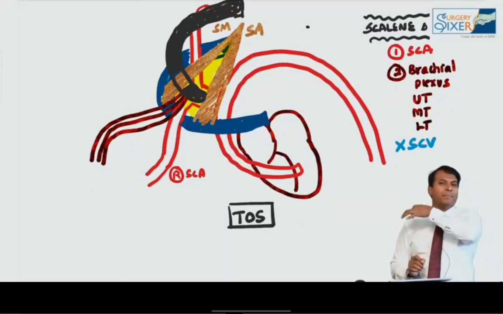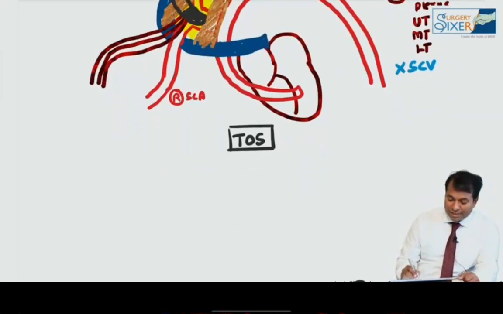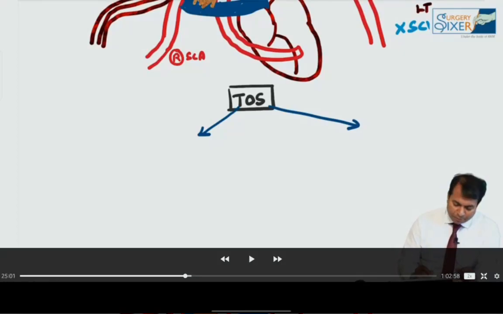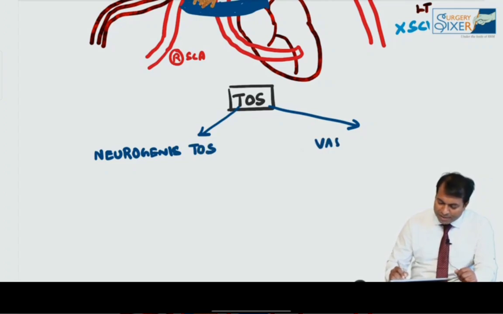The cervical rib coming from C7 will come into the scalene triangle and compress it and cause thoracic outlet syndrome. It is also known as thoracic inlet syndrome, and we have two types. One is neurogenic thoracic outlet syndrome. Another is vascular thoracic outlet syndrome.